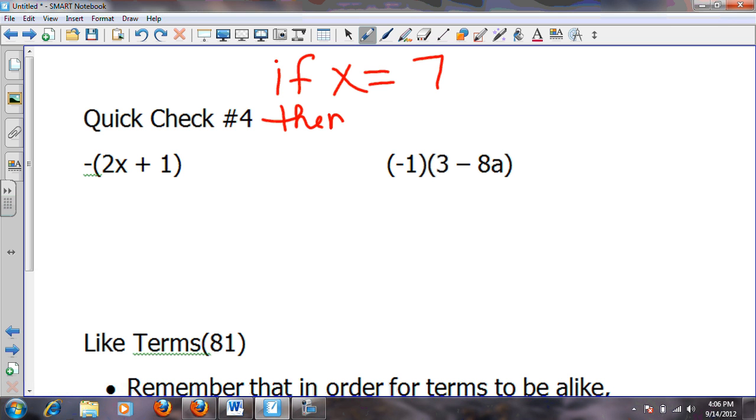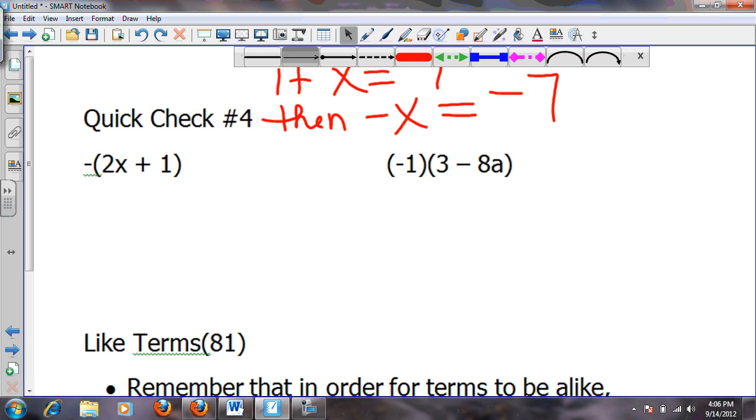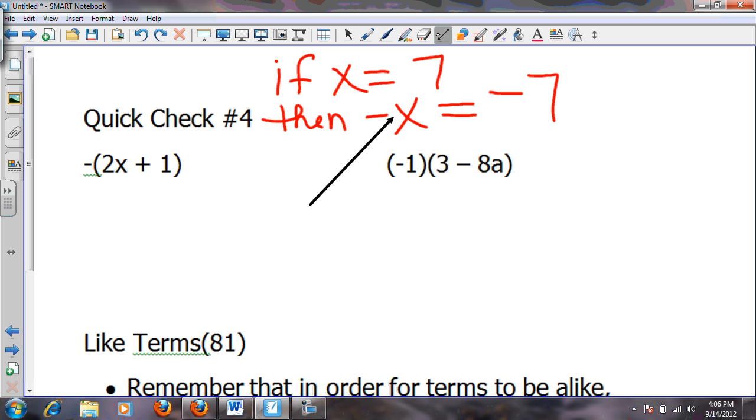Then the opposite of x is going to equal the opposite of 7. There is not a coefficient here in front of the x. What number could I put? That is correct. I could put a 1. So it is like I'm multiplying everything by -1.